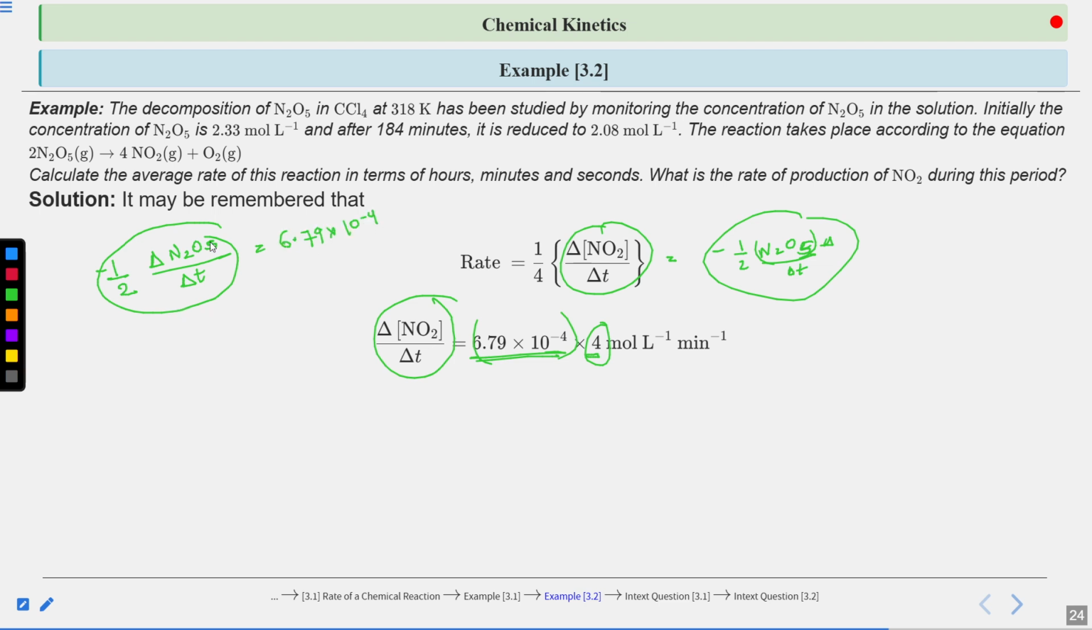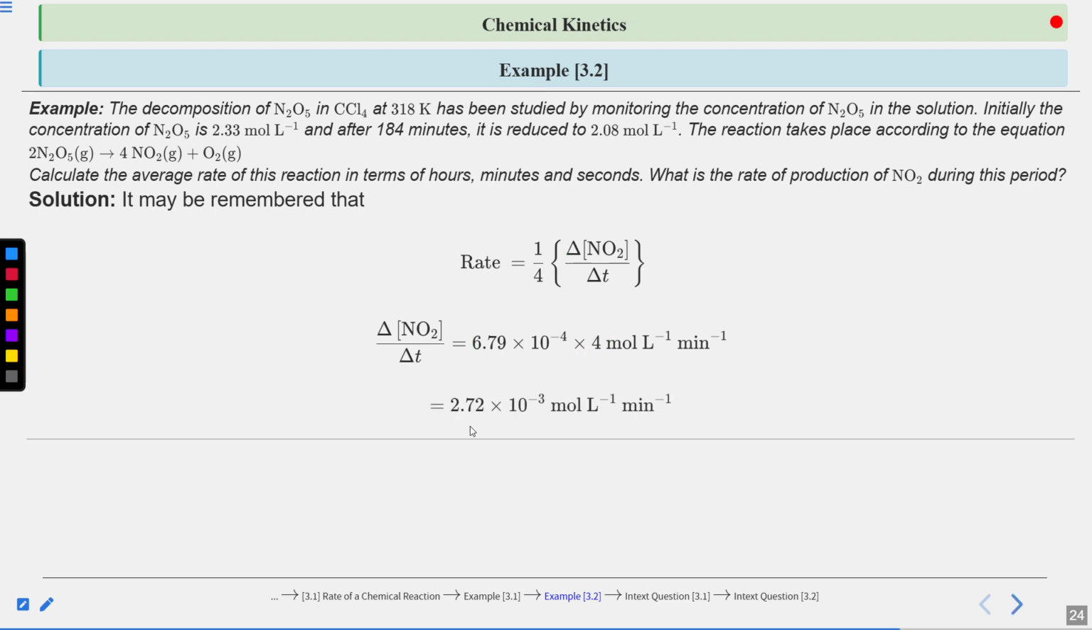Now we are also saying that this rate is equal to 1 by 4 of the concentration change of NO2 divided by del T. That means this value is equal to this value, 6.79 multiplied by 10 to the power minus 4. So if you want to find the value of only this quantity, then it will be 6.79 into 10 to the power minus 4, and this 4 will go to the right hand side in the multiplication into 4. That's what we are writing here. So it is coming out as 2.72 multiplied by 10 to the power minus 3 mole per liter per minute.